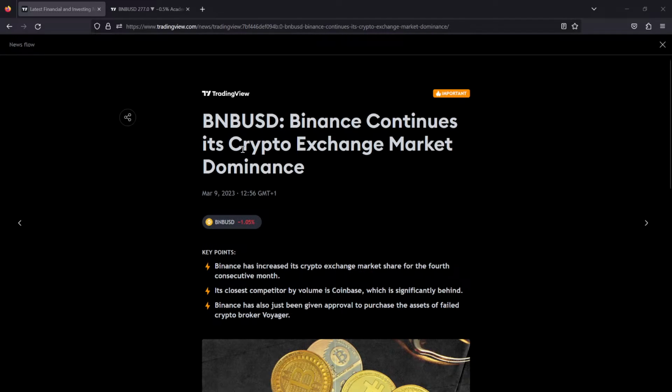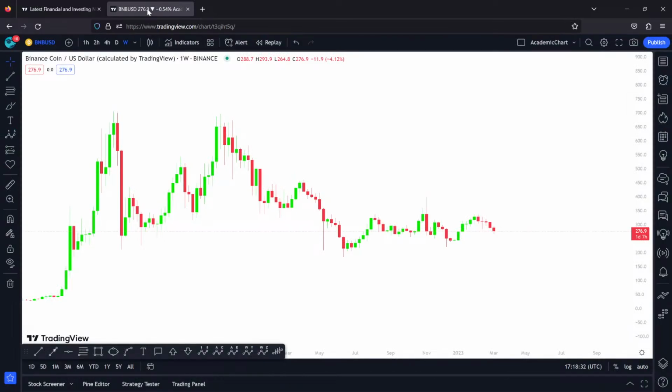Binance continues its crypto exchange market dominance. Binance has increased its crypto exchange market share for the fourth consecutive month. Its closest competitor by volume is Coinbase, which is significantly behind. So Binance is leading in this crypto exchange market, and it seems that its dominance is significantly high in the market. So let's jump into the chart.